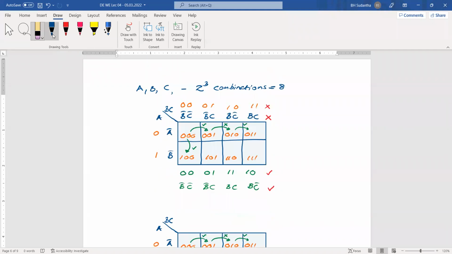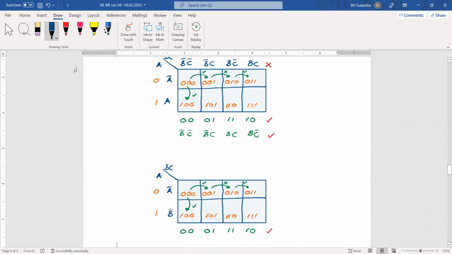Okay, sorry, this is not B bar. This should be A. Okay, this is side A. This is A by A.